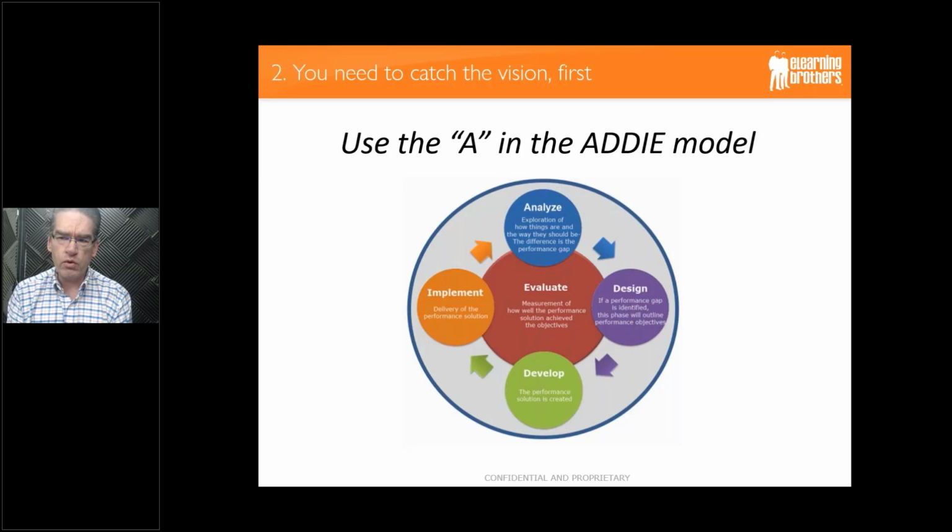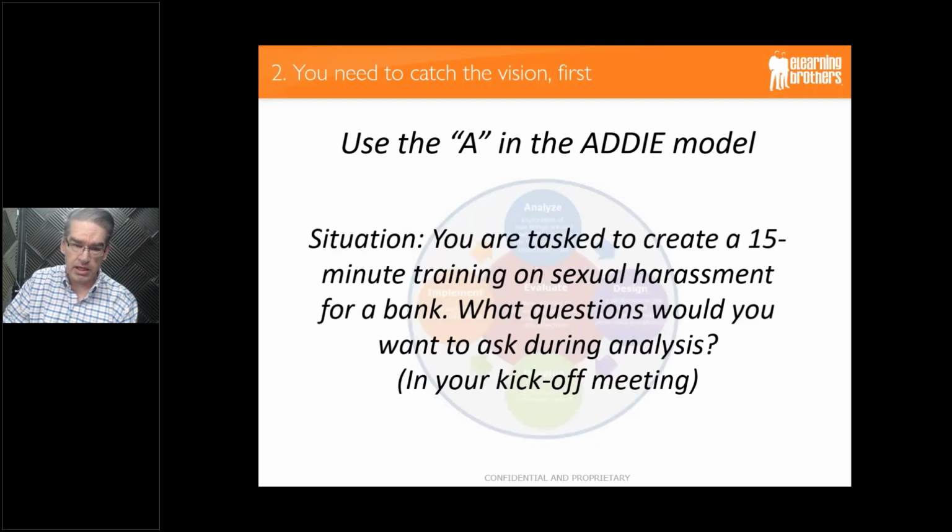One of the things that I think we fail to do as instructional designers is we don't use the A in the ADDIE model as effectively as we could. We think, well, we got some basic information from the client, let's go ahead and start designing. Or in some cases, we jump right into development without really analyzing what the client's needs are. And here's an example of this. Let me give you a situation. You are tasked to create a 15-minute training on sexual harassment for a bank. What questions would you want to ask during the analysis stage?